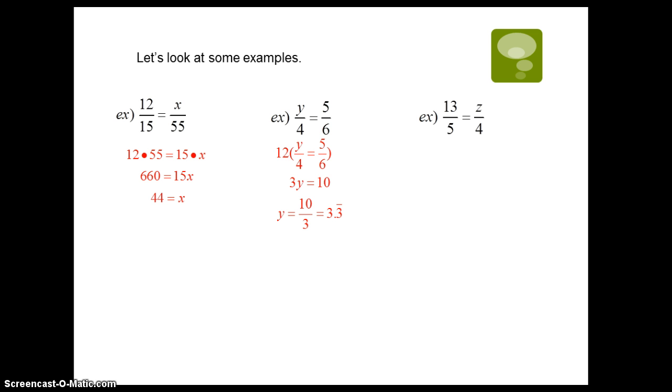The third one, I'm going to go back to cross products. This is my preferred way, but you're welcome to use either. So we're going to do 13 times 4 and 5 times z. We get 52 equals 5z. So z is 52 fifths, or 10.4.